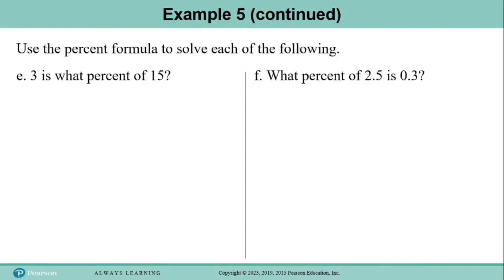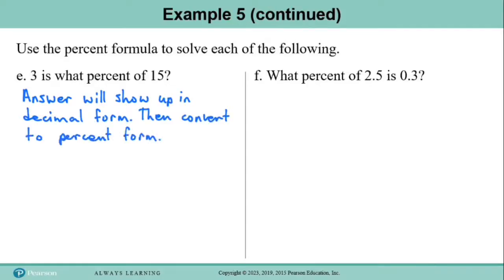Now, continuing with example 5, we have part E and part F. Notice that in both of these parts, we are going to be trying to find the percent. And so what we have to keep in mind here is that when we solve our equation, the answer we get is going to show up in decimal form, and then we will have to convert that decimal into percent form in order to answer the question properly.